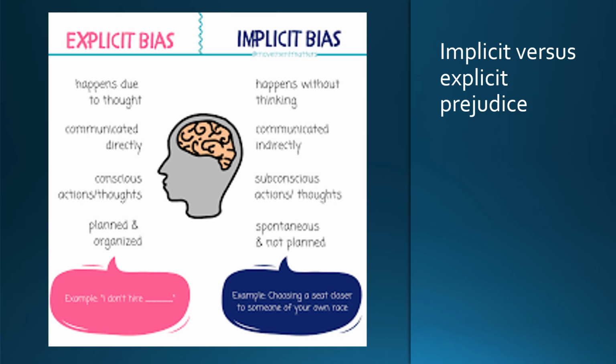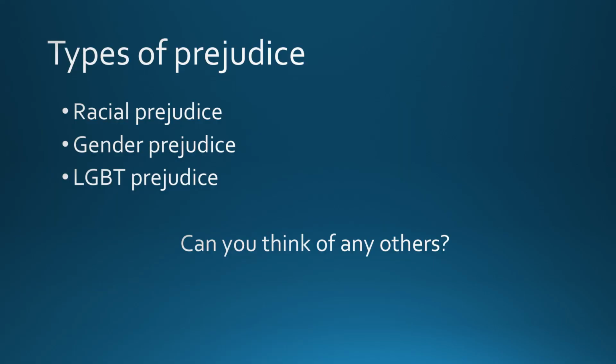Whereas an explicit bias or prejudice is thoughtful. You have to think about it. It's a conscious action or thought, and it's a very organized, conscious thought. In other words, if I say, well, I can't hire someone who is this, I'm consciously thinking about that. So we all have conscious biases and prejudices and implicit ones. So what are some types of prejudice? There's racial prejudice, gender prejudice, LGBT prejudice, and there are, as I'm sure you can think of, many other types of prejudice that we have.